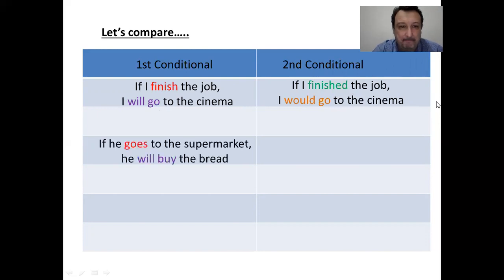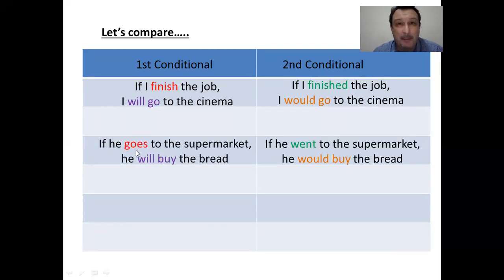If he goes to the supermarket, he will buy bread. In this example, I think he will go to the supermarket. I think there's a high probability that he will go. So if he goes to the supermarket, he will buy the bread for sure. However, here, if he went to the supermarket, he would buy the bread. Well, if he went, I don't think he's going to go. I think the probability of him going to the supermarket is very, very low. However, he would buy the bread. I'm sure he would. So again, the difference is in the probability here. If he goes, I think he will go. If he went, I don't think he's going.